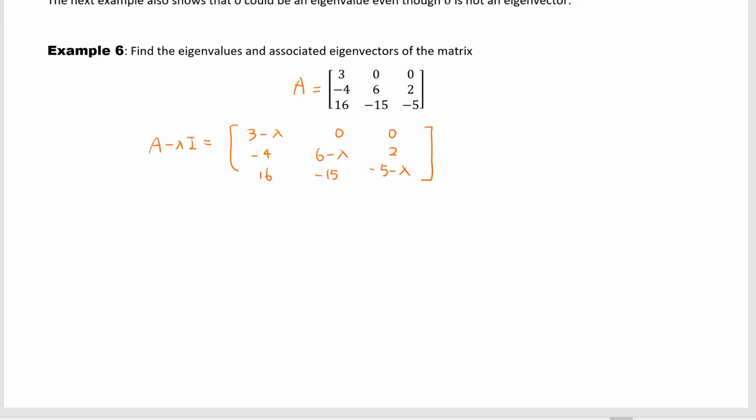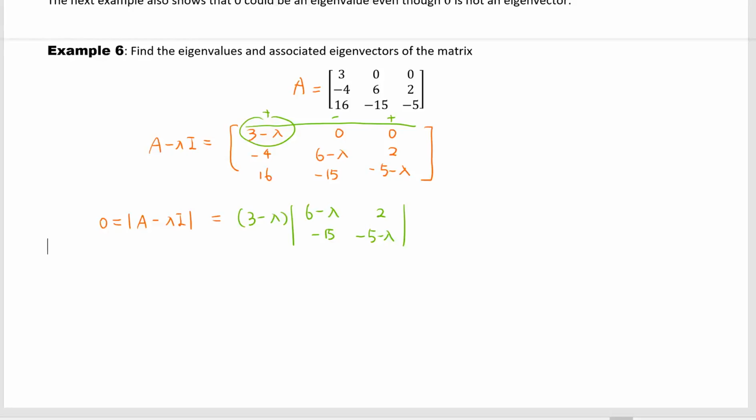Okay, so we want to compute the determinant. So what is the determinant of A minus lambda I? Let's use the cofactor expansion. Let's use this one. Okay, then it's this guy. By the way, this is a plus minus plus. So plus 3 minus lambda times the determinant of the submatrix 6 minus lambda, minus 15, 2, minus 5 minus lambda. So far so good, and because all the other entries are 0, we don't have those.